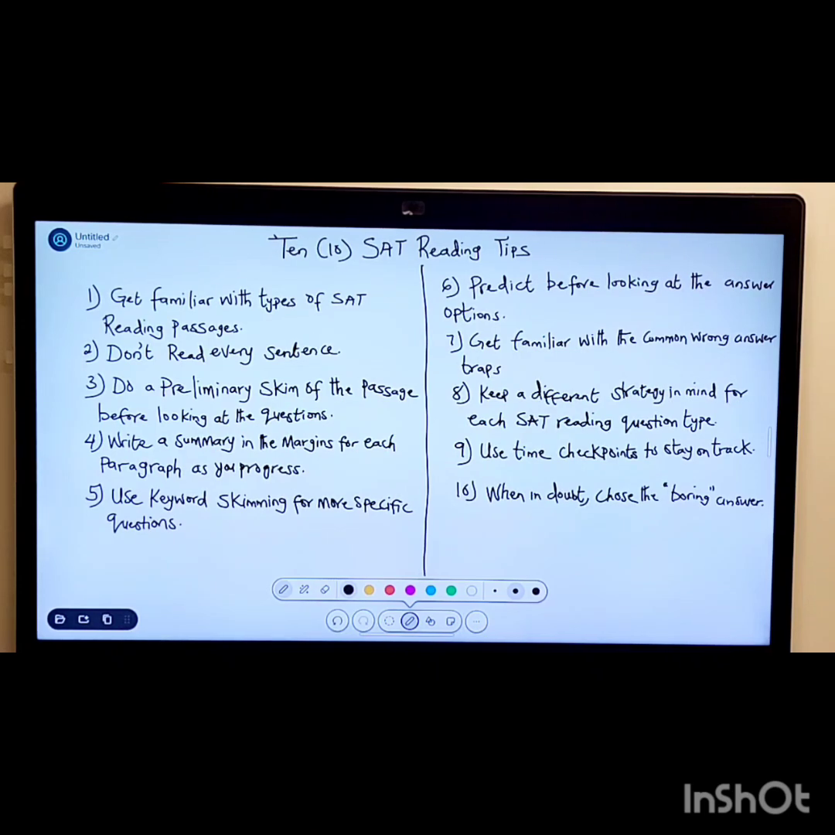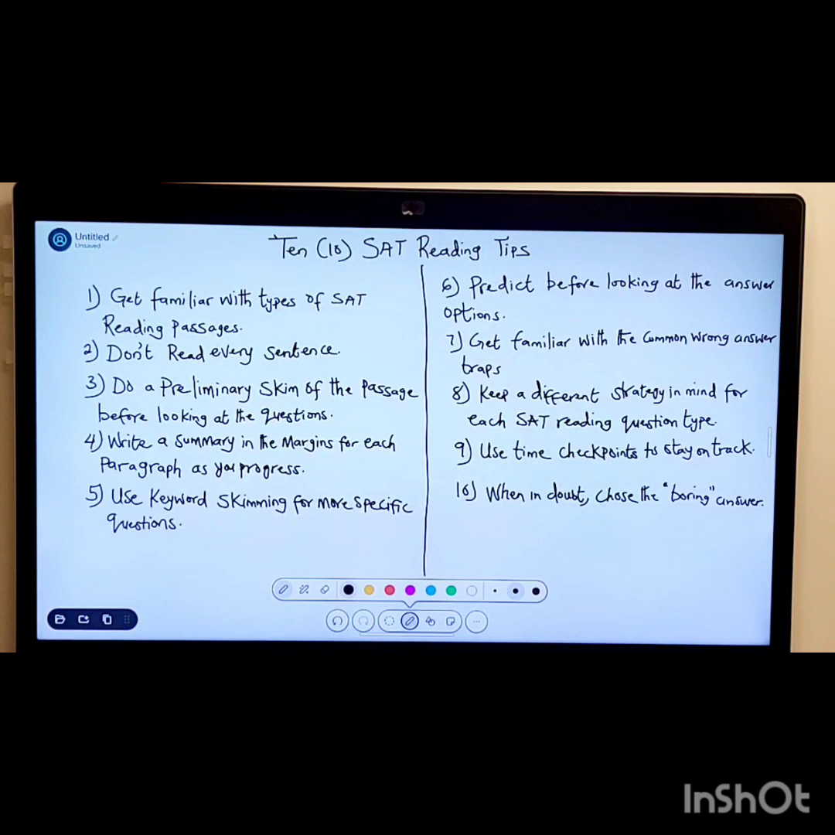Number 3, do a preliminary skim of the passage before looking at the question. This is very important. You don't go straight to the question. Do a preliminary skim of the passage before looking at the question. The first thing to do before looking at the question is an initial skim of the passage. You have to do a preliminary skim of the passage before running through the question and having an understanding of the question.